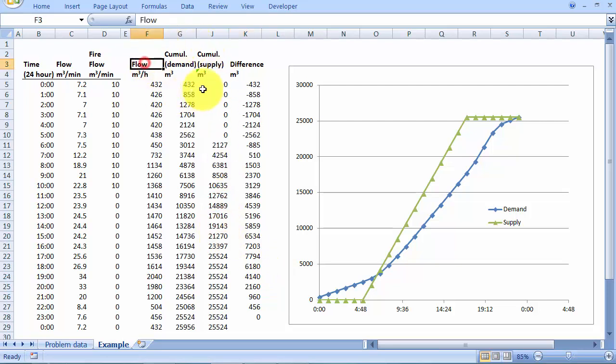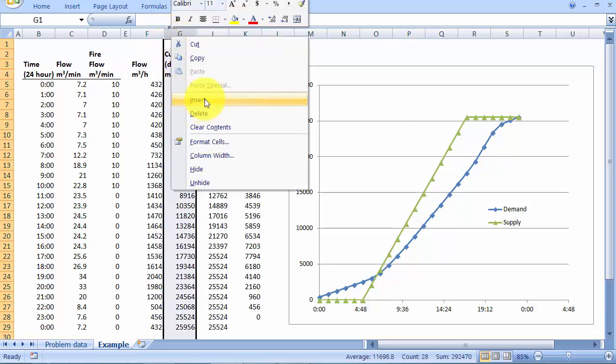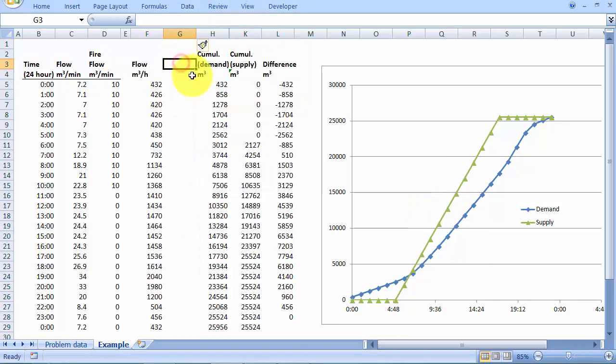So in addition to our flow, how am I going to hide these? I might insert a new cell in here, and we'll call this fire flow, or flow plus fire. There we go. Flow plus fire in meters cubed per hour. So that's our current flow rate plus the fire flow rate times our 60 minutes in an hour.